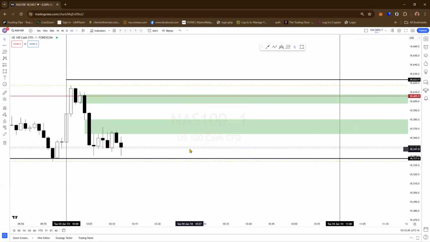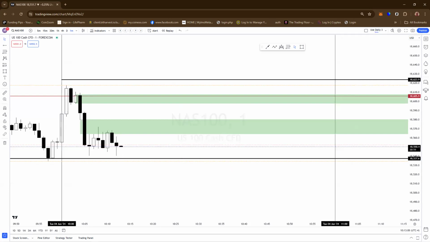Let's see if I can show you my challenge. I'm actually using another laptop to place my trade. Well, let me see if I can actually show you. I can only do a screenshot. See.